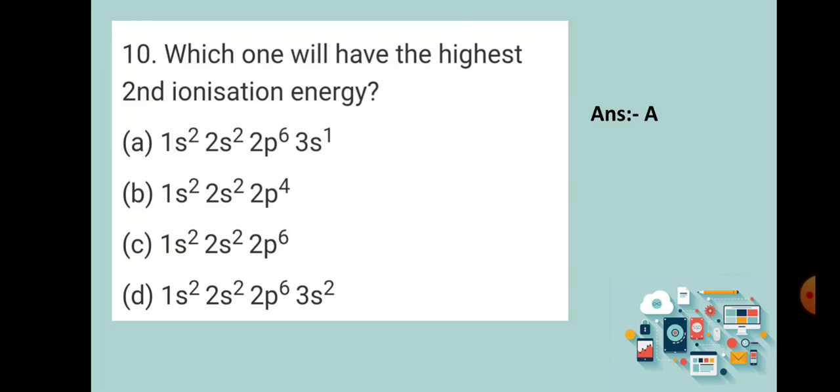Option C, 1s2, 2s2, 2p6. This electronic configuration is the stable noble gas electronic configuration, that is neon. So, to remove even one electron is very difficult and requires a huge amount of energy. So, its first ionization energy is very high. Then the second ionization energy will be very huge and might not even be possible.